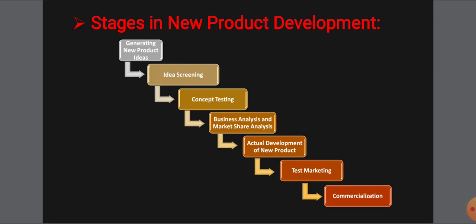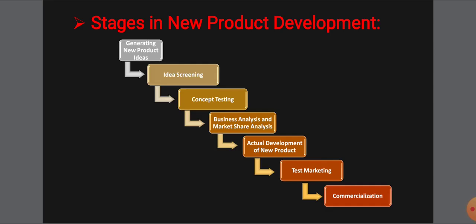And then the next type of commercialization is the rollout commercialization. In this rollout commercialization, the new product is slowly introduced: one small area is selected, and the product or service is introduced there. Then after getting success in that particular area, newer areas are selected, and in those newer areas that particular product or service will be launched. In this way, rollout introduction is done. So these are the different stages in new product development.